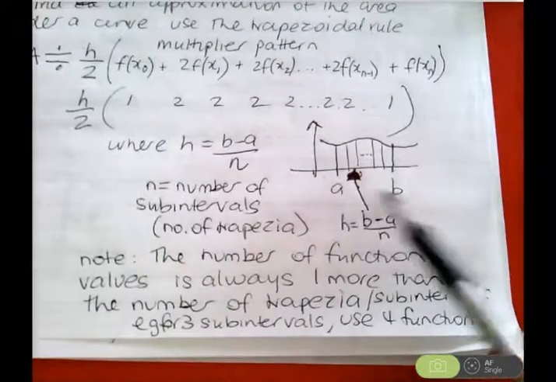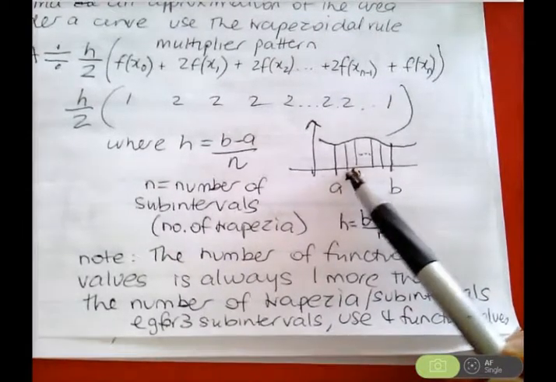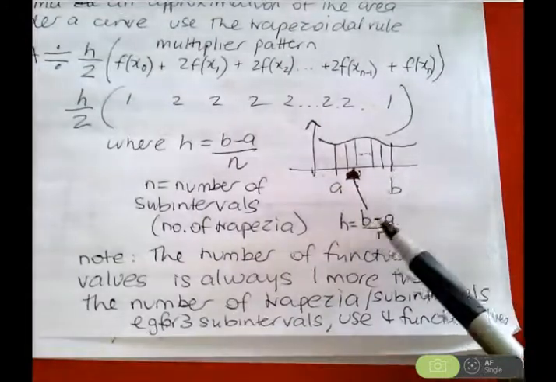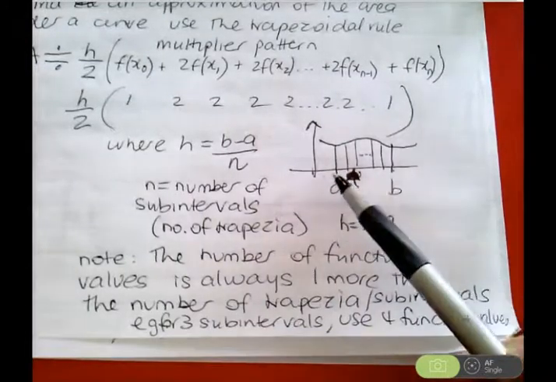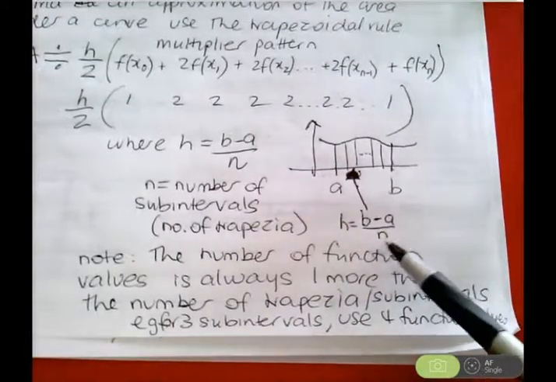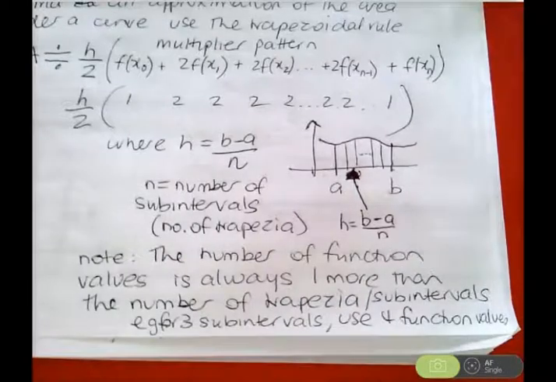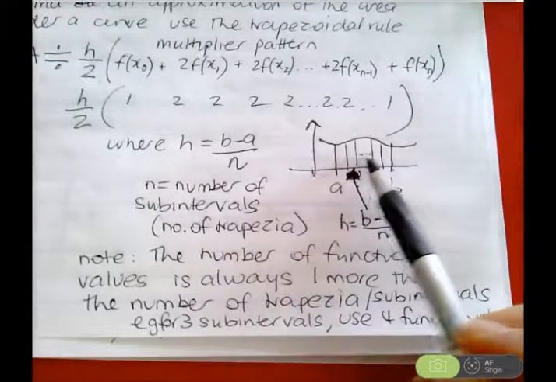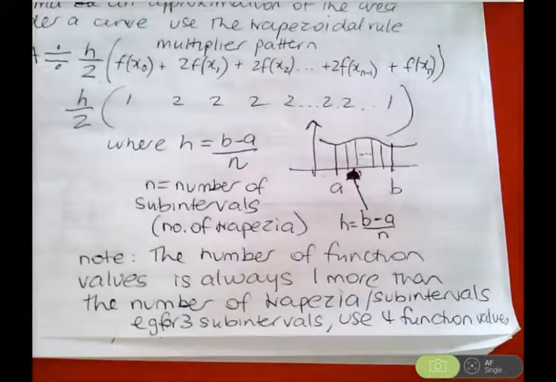Diagram, that's B, that's A. The width of one of these intervals, or the height of one of the trapezia, will be B minus A, whatever this value is, minus whatever that value is, divided by n, the number of subintervals. Not divided by the number of function values, divided by the number of spaces. You know? Divided by the number of trapezia.